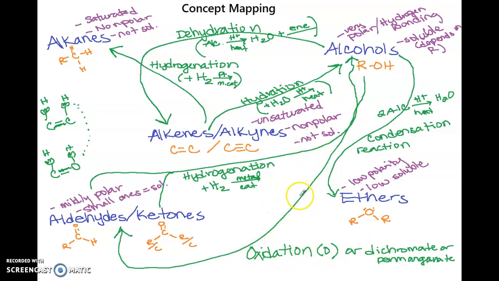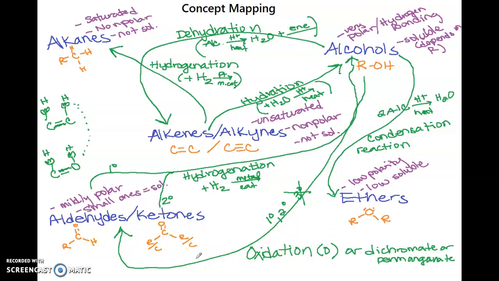Now only primary and secondary can do that. The tertiary cannot be oxidized to an aldehyde or ketone. So we'll do not tertiary. Now, aldehydes and ketones can both be hydrogenated, but you're only going to get a primary or a secondary. If it's an aldehyde, you're going to get a primary, so we'll do that on that path. And if it's a ketone, you're going to get a secondary. Not able to get a tertiary alcohol through the hydrogenation process.